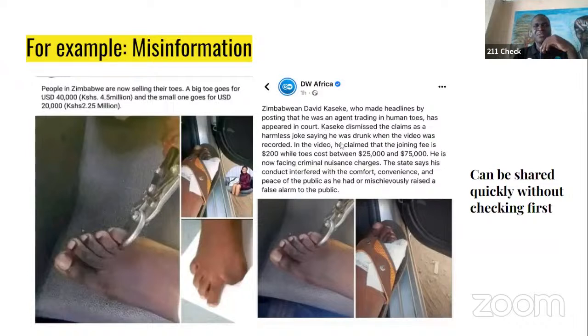So this person posted this story as a joke, and people did not take time to check. They did not call people they know in Zimbabwe, and already this was misinformation, because people were trying to say, hey, it's a business deal. People, an example of disinformation is this.